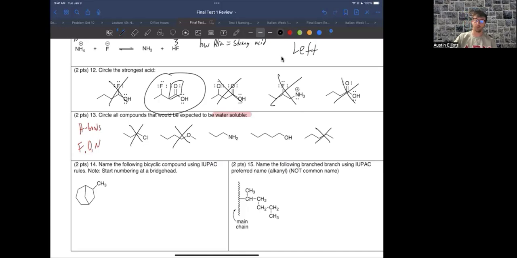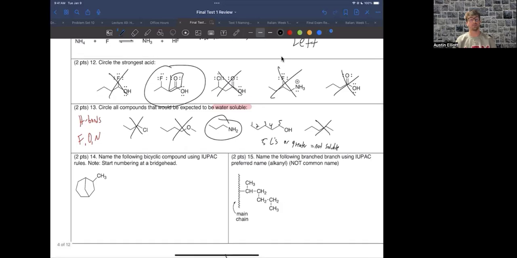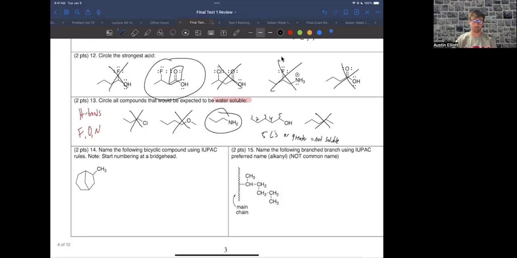However, 5 carbons or greater is not soluble. We have one, two, three, four, five. So unfortunately, that one's not going to be the answer. And only this one is, because of the carbon chain length. A lot of people get confused. They see that OH and think hydrogen bond instantly, which is usually true. But when you hit that kind of carbon chain limit, it's not as soluble.